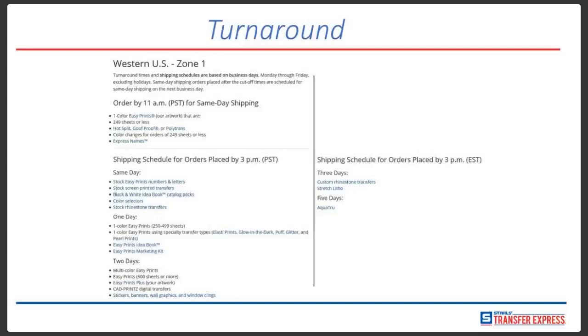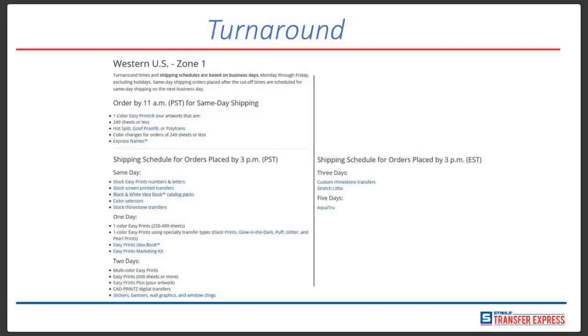For 2 days, we have our multicolor Easy Prints, our Easy Prints if they're 500 sheets or more, Easy Prints Plus, which is your artwork, CAD Prints digital transfers, stickers, banners, wall graphics, and window clings as well, because we do non-apparel items too. That's a 2-day process turnaround time.